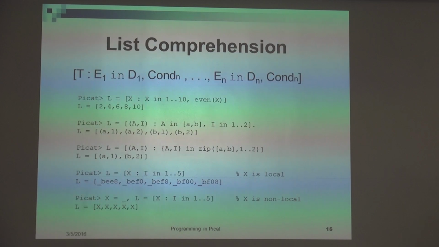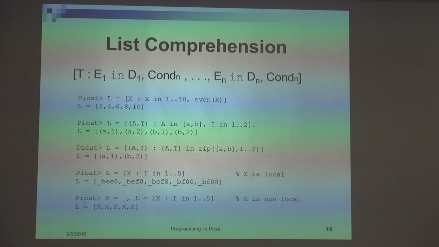List comprehension is a special function for creating lists. This is the general syntax. The semantics is also very simple. This E in D, we call it an iterator. So for each value E1 in D1, En in Dn, if all the conditions are satisfied, then T belongs to the list. Many languages support list comprehension.